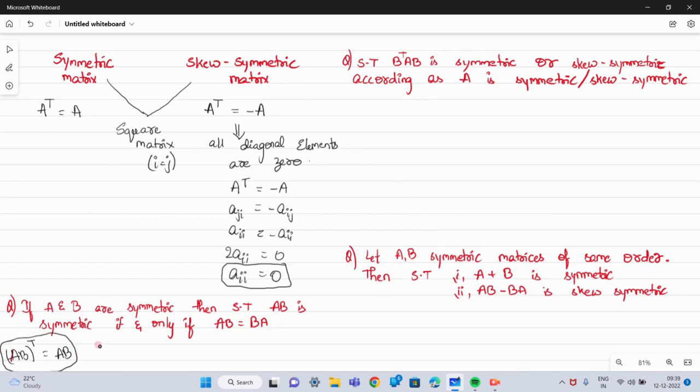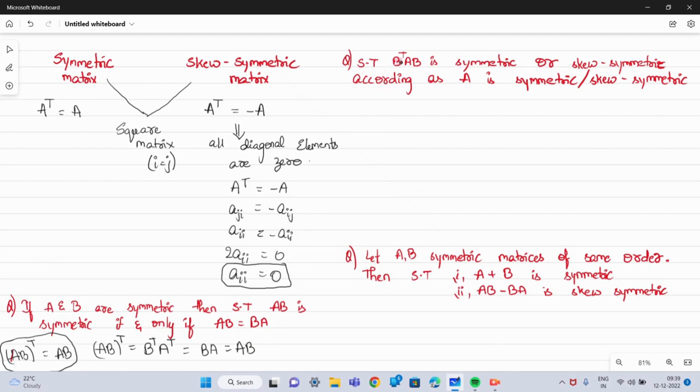So to show this, we can write AB transpose as, according to the reversal law, B transpose into A transpose. Now both A and B are symmetric matrices. So we can write B transpose as B, A transpose as A. Now it is given that BA is equal to AB. From the question we can write it as AB. Hence AB is a symmetric matrix.